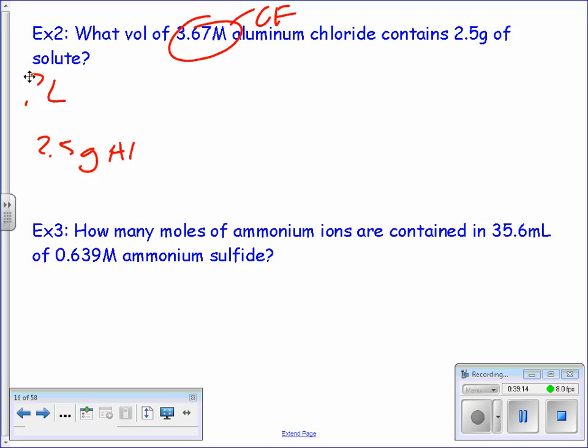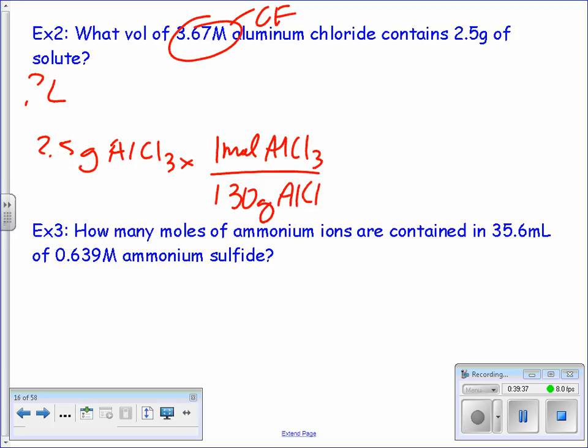All right, so 2.5 grams of aluminum chloride, do what? Get it to moles. Okay, so how do I get to moles? Okay, so 1 mole of aluminum chloride, 130-ish. Yeah, 127. I'm going to go 130-ish. These molar masses are not correct. They're close though. Okay, so what's next?